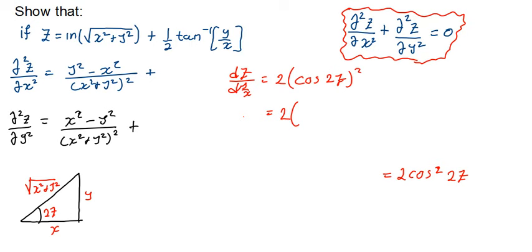Now when you say cos 2z, you go to your triangle and determine what cos 2z is. Cos theta, in this case 2z, equals adjacent over hypotenuse, and our hypotenuse is what we have here. So it is our adjacent x divided by our hypotenuse, the square root of x squared plus y squared, and we have a square there.